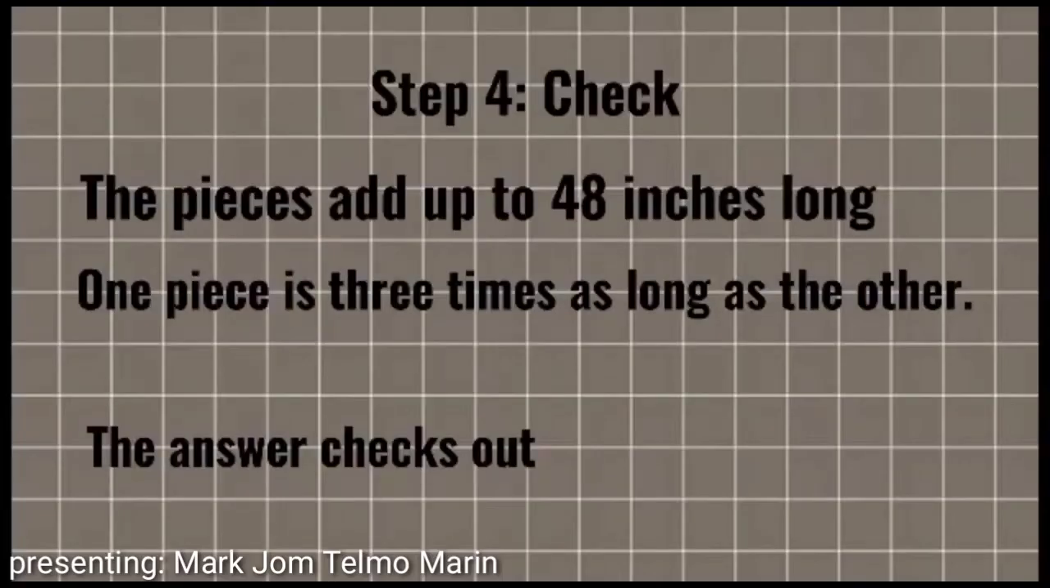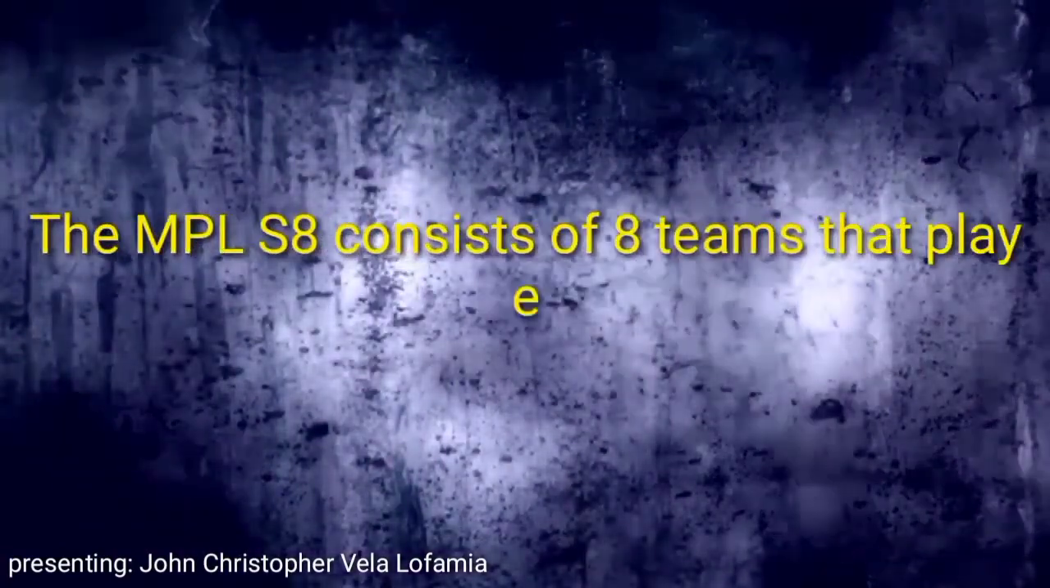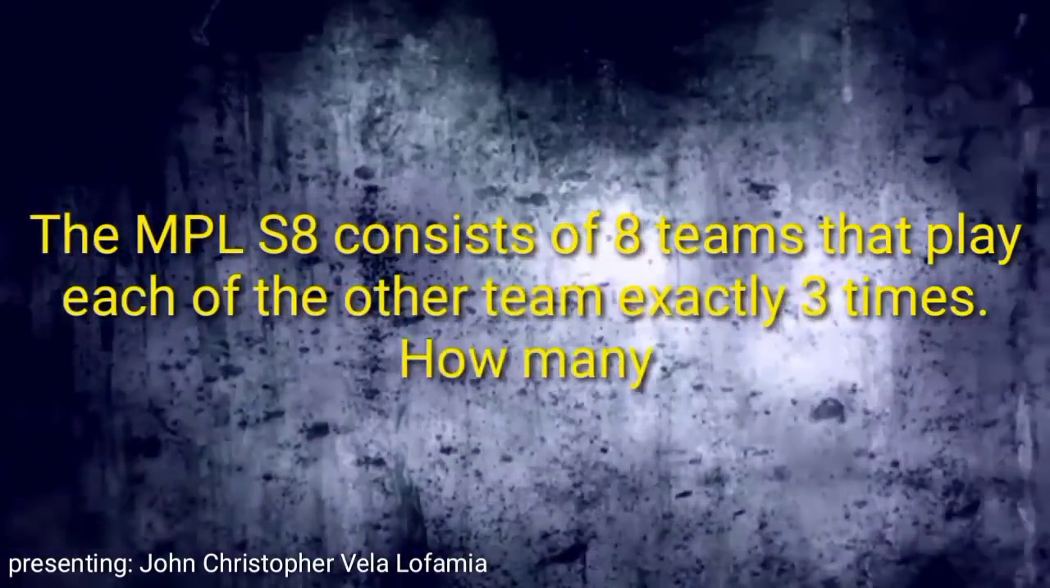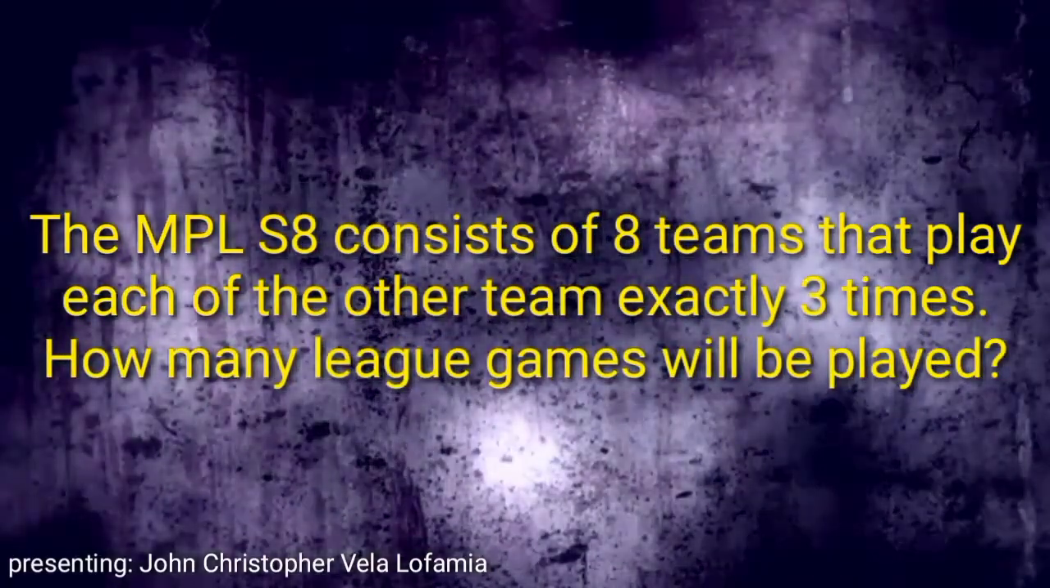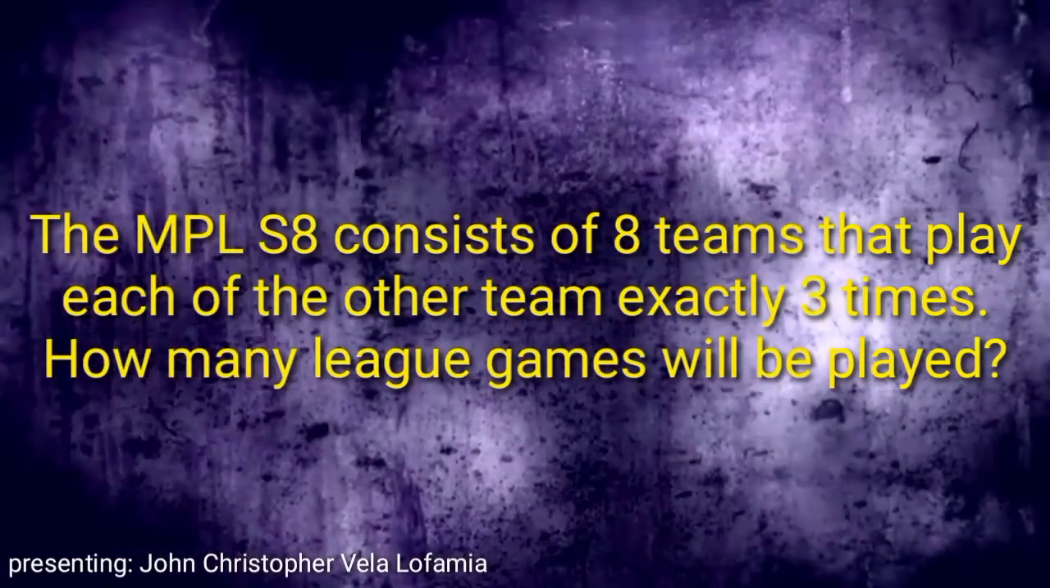Step 4. Check. The pieces add up to 48 inches long. One piece is 3 times as long as the other. The answer checks out. So here's the final problem solving. The MPL Season 8 consists of 8 teams that play each of the other teams exactly 3 times. How many league games will be played?